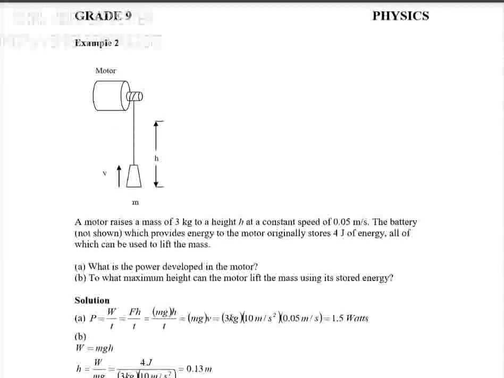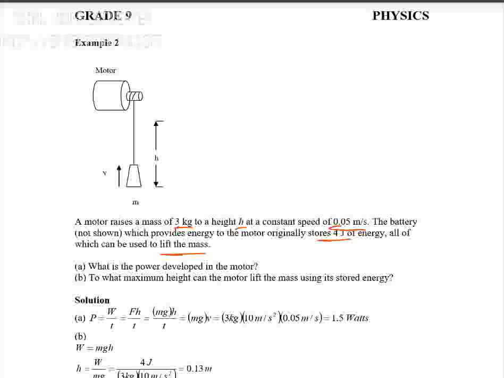We have one example here. A motor is given, and a motor raises a 3 kilogram object at height h at a constant speed of this much, and the battery not shown in the diagram, which provides energy to the motor, originally stores this amount of energy, all of which can be used to lift the mass. And what is the power delivered to the motor?